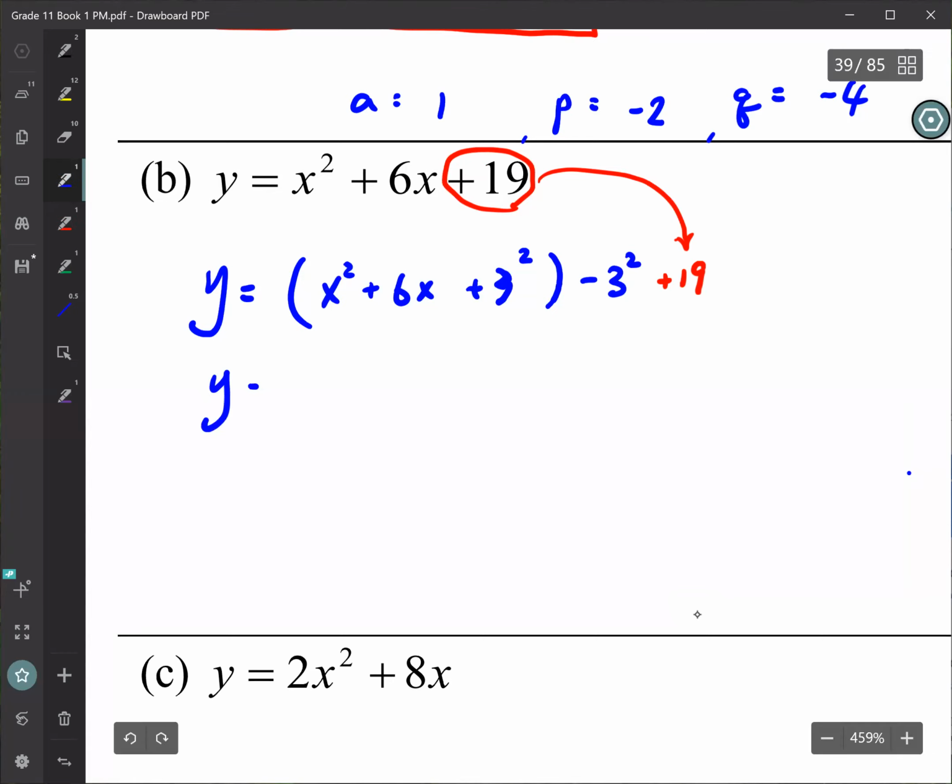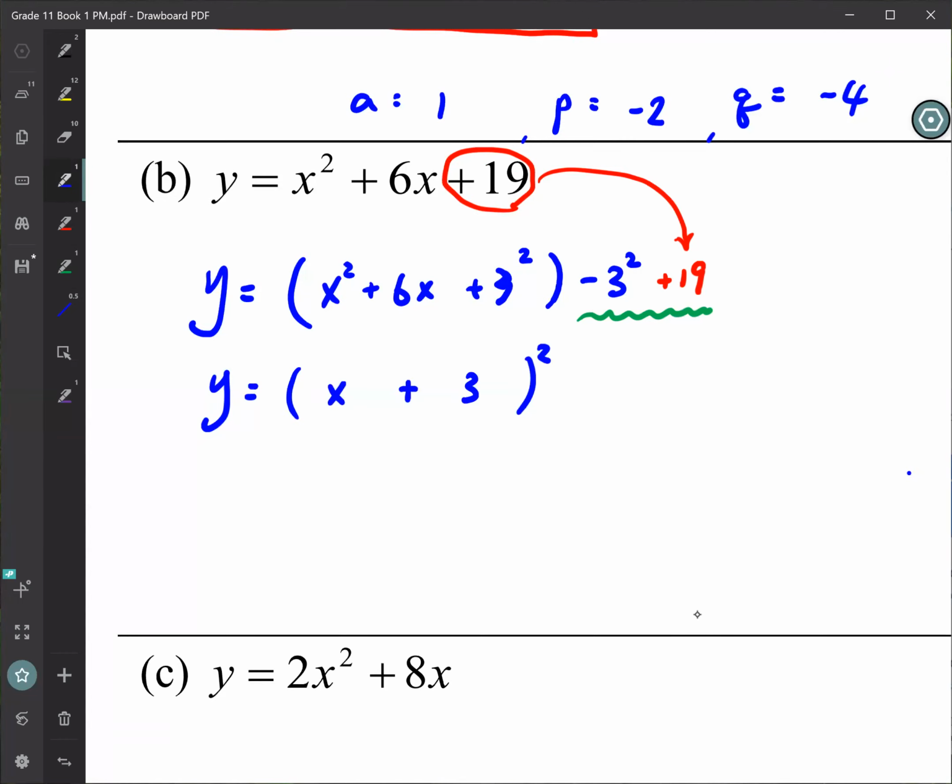So after that, same thing, right? The completed part, we put a square. Inside, you grab the A, you grab the B, and because it's adding, so we put plus. Okay, so x plus 3, whole thing square. And then the whole thing at the back, you can simplify it. So minus 3 squared plus 19. Okay, what do you get?